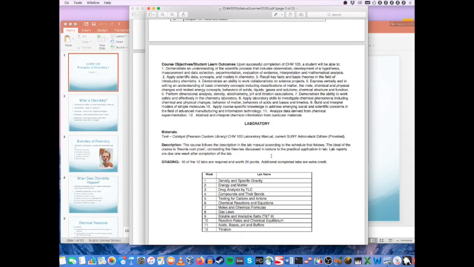You will be expressing in writing an understanding of basic chemistry concepts, including the classification of matter, the mole, which is a quantity, chemical and physical changes related to energy concepts, behavior of solids, liquids, gases, and solutions, chemical structure and function. You should be able to perform dimensional analysis, calculate density, also make stoichiometric calculations, and also pH and titration calculations.